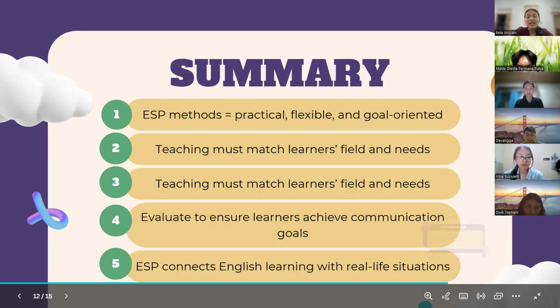And the next, ESP methodology must align with job specialization so that the tasks will actually reflect what the learners want to do in their workplace. For instance, tourism students practice handling guests, meanwhile engineering students describe technical processes. And ESP is also influenced by the workplace context, whether academic, technical, or corporate, because each of these requires a specific focus, such as academic writing for students and teamwork language for technical fields.